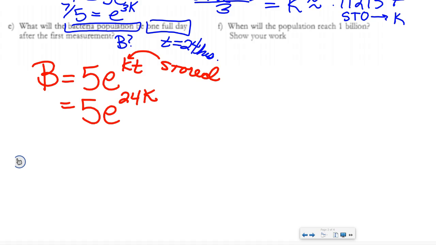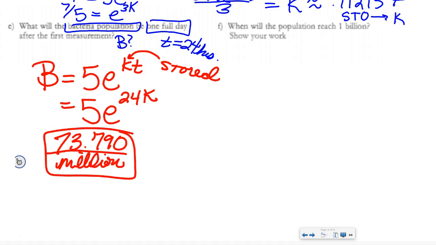And I get 73.790 if I were to round. Keep in mind that this problem was giving me the start in millions, so my answer would be million bacteria. Well, maybe there's some health hazard if it's over 75 million. So maybe I'm safe for now, but I'm getting close.